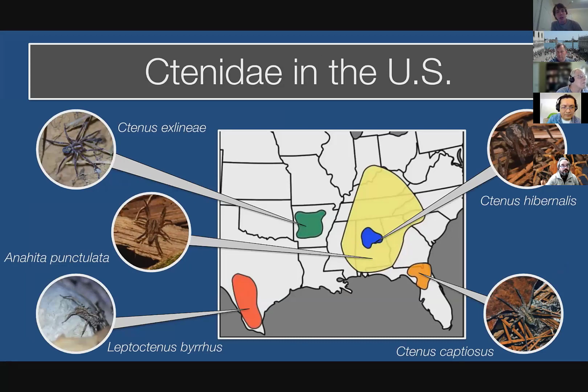Ctenidae in Arkansas, Hibernalis in Alabama, and then Capiosis in Florida. In Texas, there's Leptotenus virus, which mostly lives in the hill country. And then Anahita, which is the smallest Ctenid in the US, so it lives all throughout the southeast.